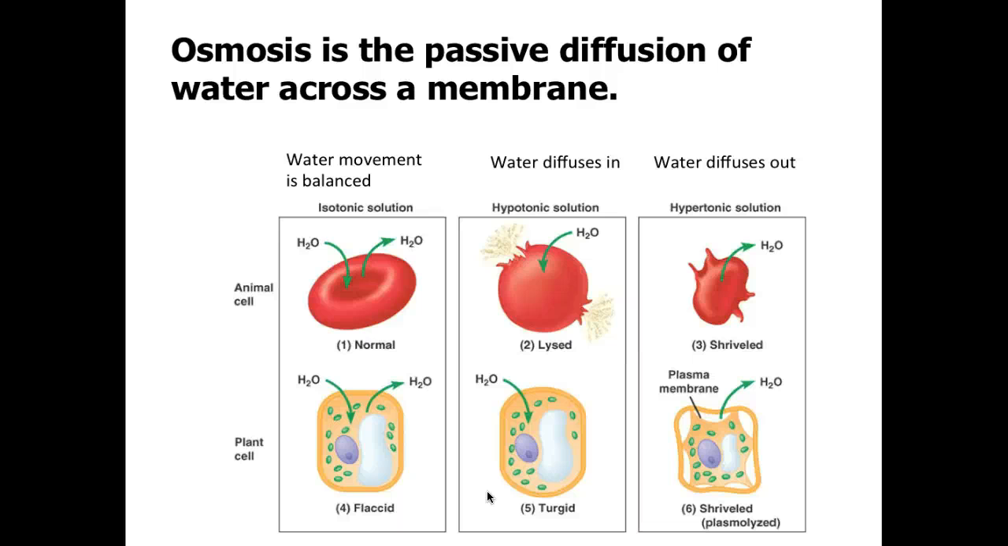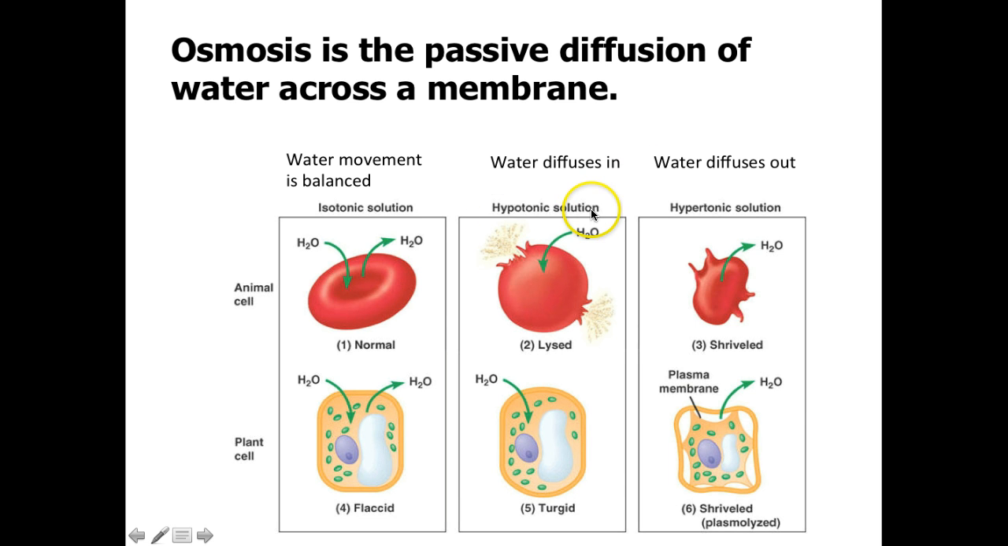Now, again, when water is doing the movement, when passive diffusion is taking place and water is involved in the transport, instead of calling it diffusion, we call it osmosis. So you can see in the first picture we have an animal cell, specifically a red blood cell on top, and we have just a generalized plant cell on the bottom. When there is a balance, this is called an isotonic solution. You have an equal flow of water into and flow of water out of the cell, so they balance out.